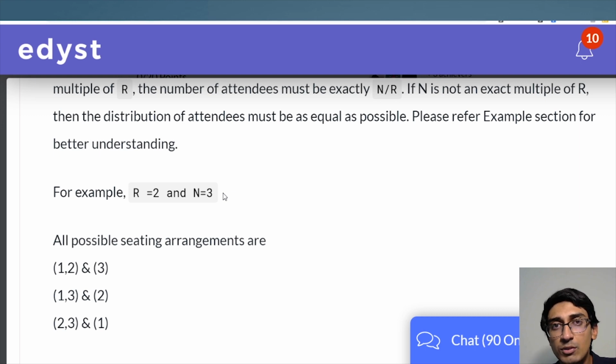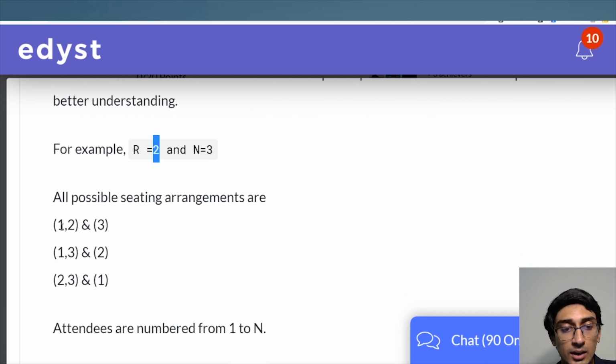So what you really have to do is keep 2 people on one table and 1 person on another table, right? Now, how many arrangements can you do keeping 2 people on one table and 1 person on another table? You could keep 1 and 2 together, you could keep 1 and 3 together, you could keep 2 and 3 together. Now, remember we said that it's a round table.